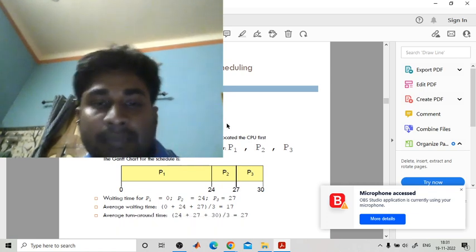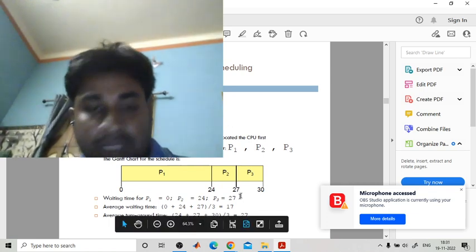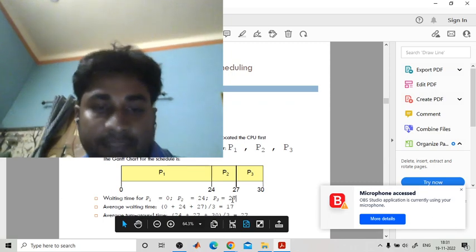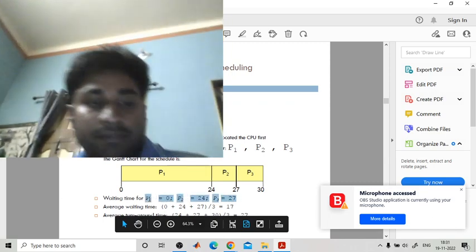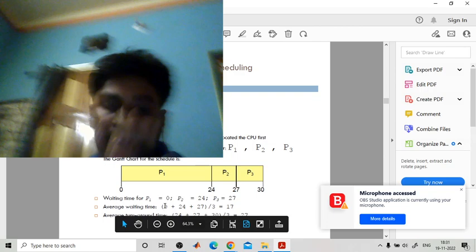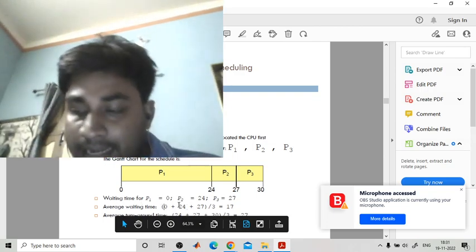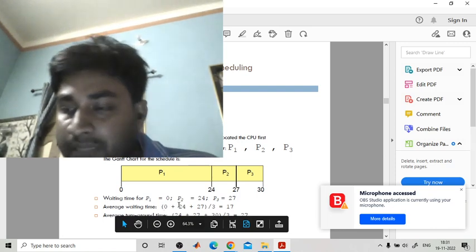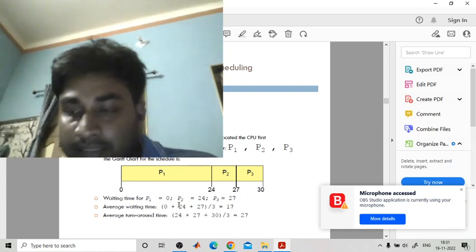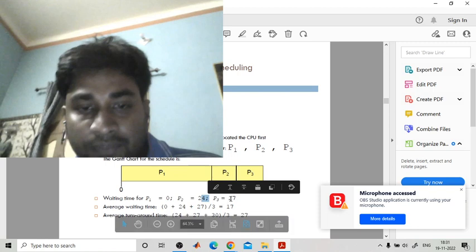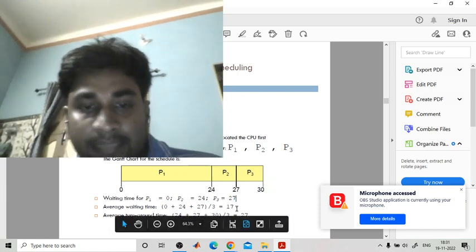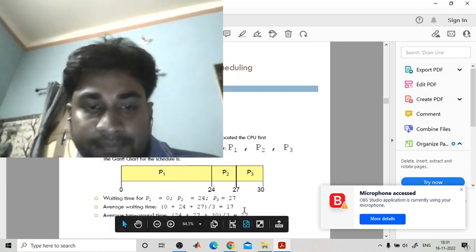And P3 came at 0 millisecond. So 27 minus 0 will be 27. So these three things were found, and we have to find the average waiting time. So average waiting time will be what? We have to add them. So for process P1 it is 0. Then 0 plus 24 plus 27 by 3, that will be 17.